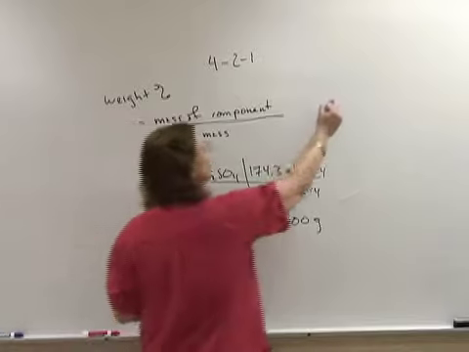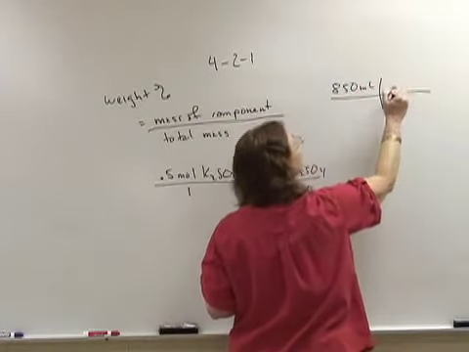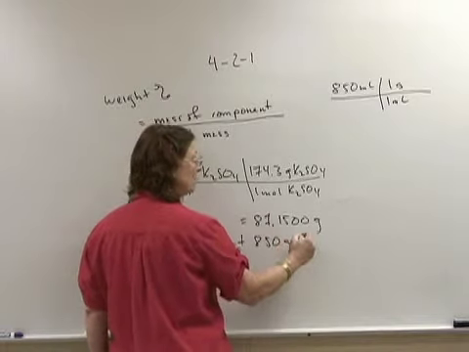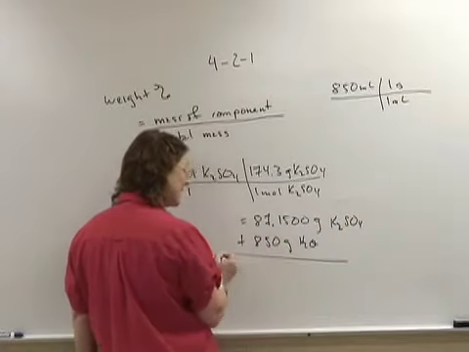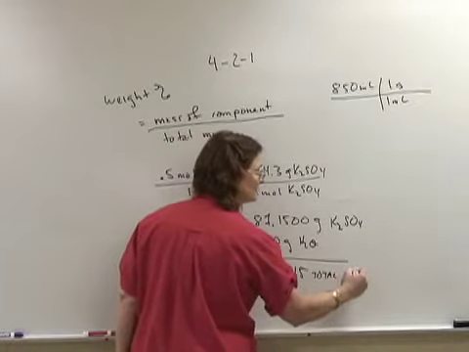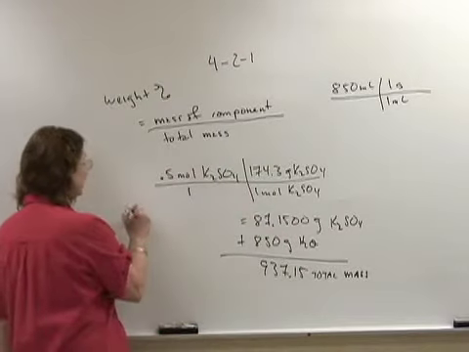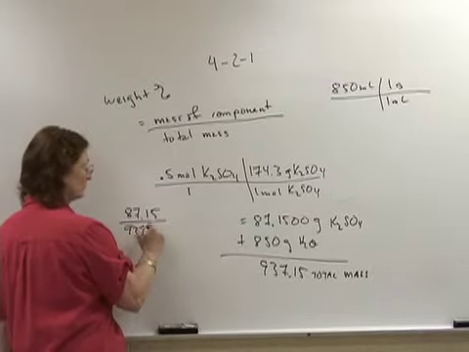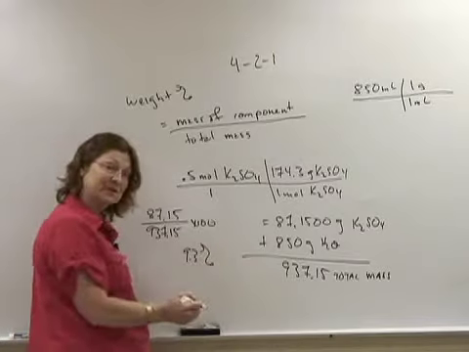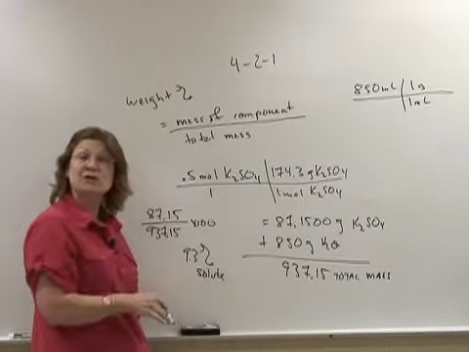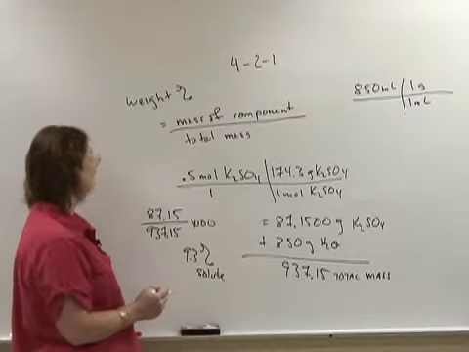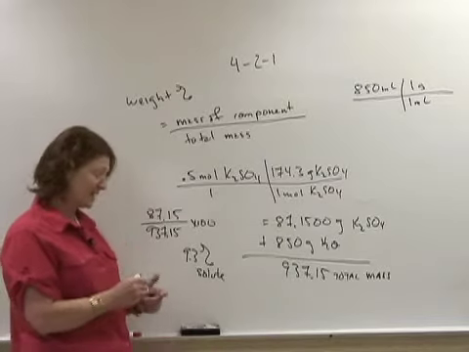Now I also have 850 milliliters, and for water, 1 milliliter is equal to 1 gram. Therefore, it is a direct conversion there. So I have 850 grams of water as well. When I add them together, I get 937.15 total mass. Then I take my 87.15, divide it by the total, times 100. In this case, I get 9.3% of the solute, because we take percents to the tenths place. Now we have the 2 parts, the solute and the solvent, and therefore subtracting this from 100, I will get 90.7% of the solvent.